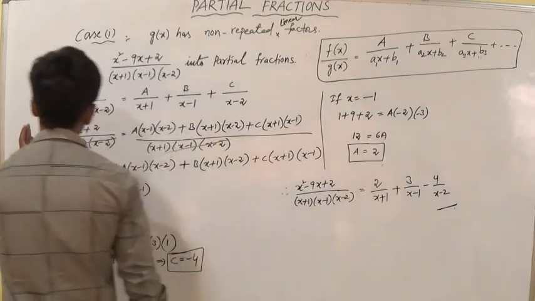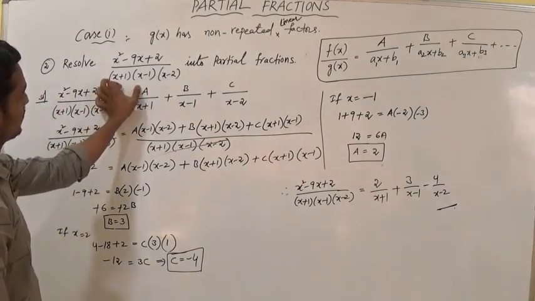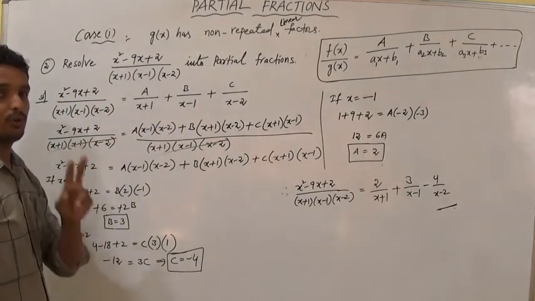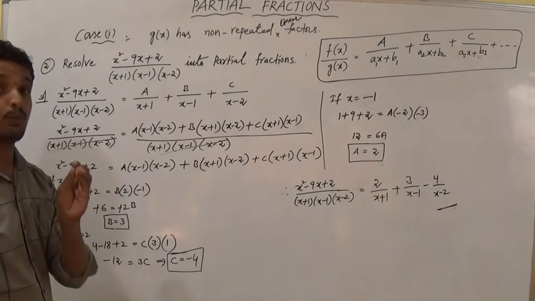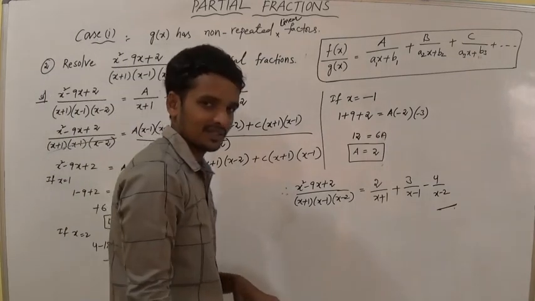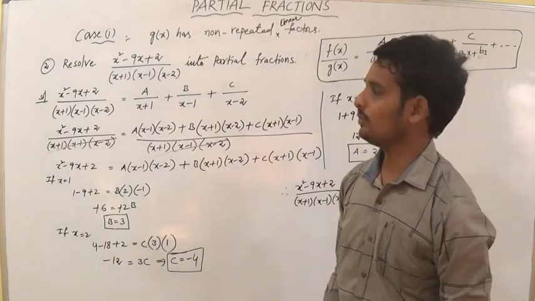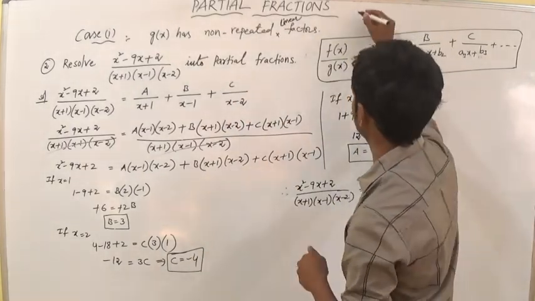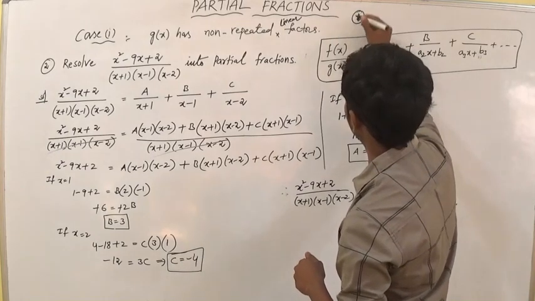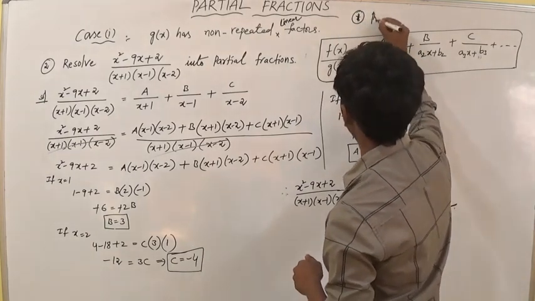So you have completed 2 problems. The first problem has 2 factors. This problem has 3 factors. Both the problems are proper fractions. Have you observed? So in the starting we have concluded one sentence. The sentence is partial fraction. We can write the partial fractions for proper fractions only.